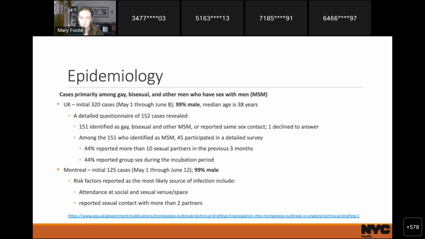And so Montreal, looking at their first 125 cases, again, 99% were male. I believe they may have had one household contact transmission that was not male. And then the risk factors reported in this study most likely include attendance at social or sexual venues or spaces, such as bathhouses, and also sexual contact with more than 2 partners in the last, I believe it was 3 weeks.